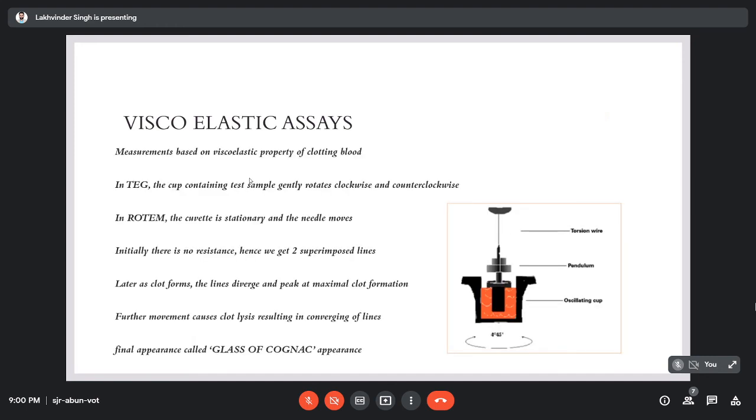It is based on the viscoelastic property of clotting blood. In a cuvette, blood is taken, there is a needle, a torsion wire, which goes into the blood and it moves. Then when it moves, the blood starts to clot. As the blood clots, there is an increase in the resistance to the movement of the needle, and a graph is formed. And the graph is studied.